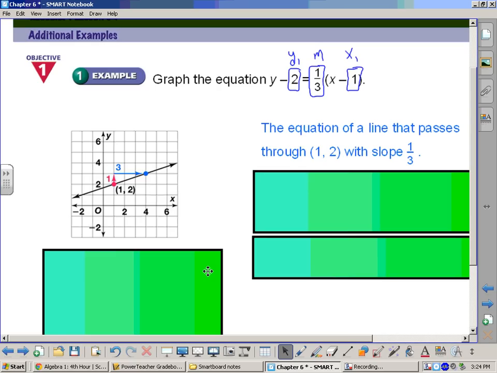So it's very similar to graphing slope-intercept form, except rather than start at the y-intercept, we're going to start at a point that is given. You just have to identify that point.